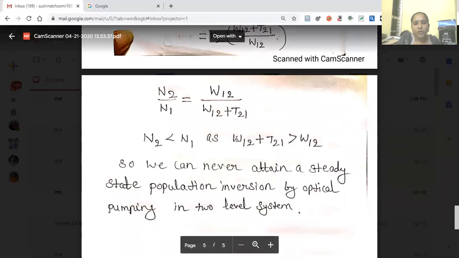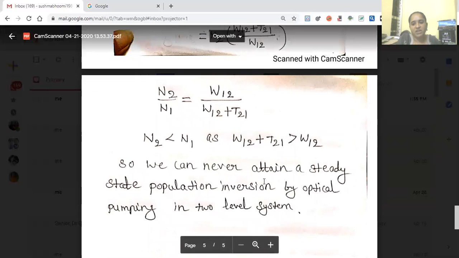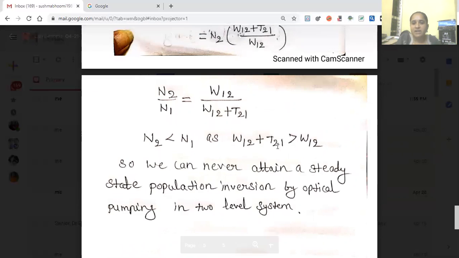When W12 plus T21, that is the stimulated emission and the spontaneous emission, exceeds the absorption, what happens? There is no lasing action. We can never attain a steady state population inversion by optical pumping in a two-level system.